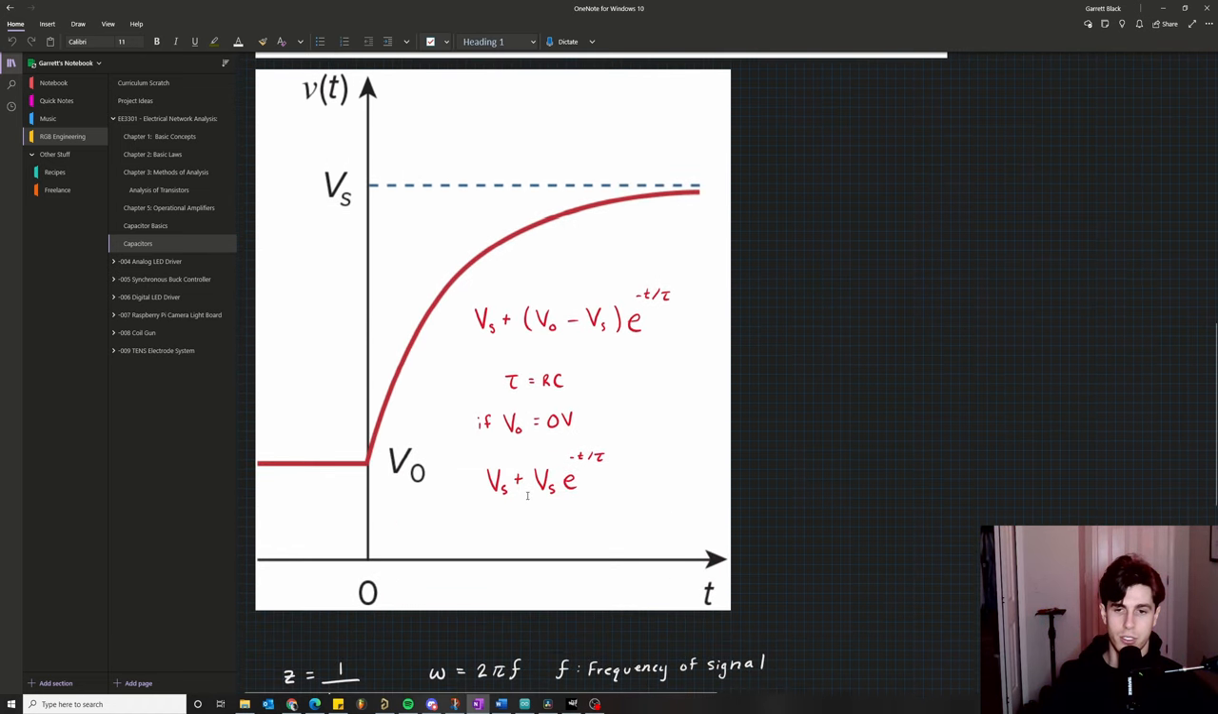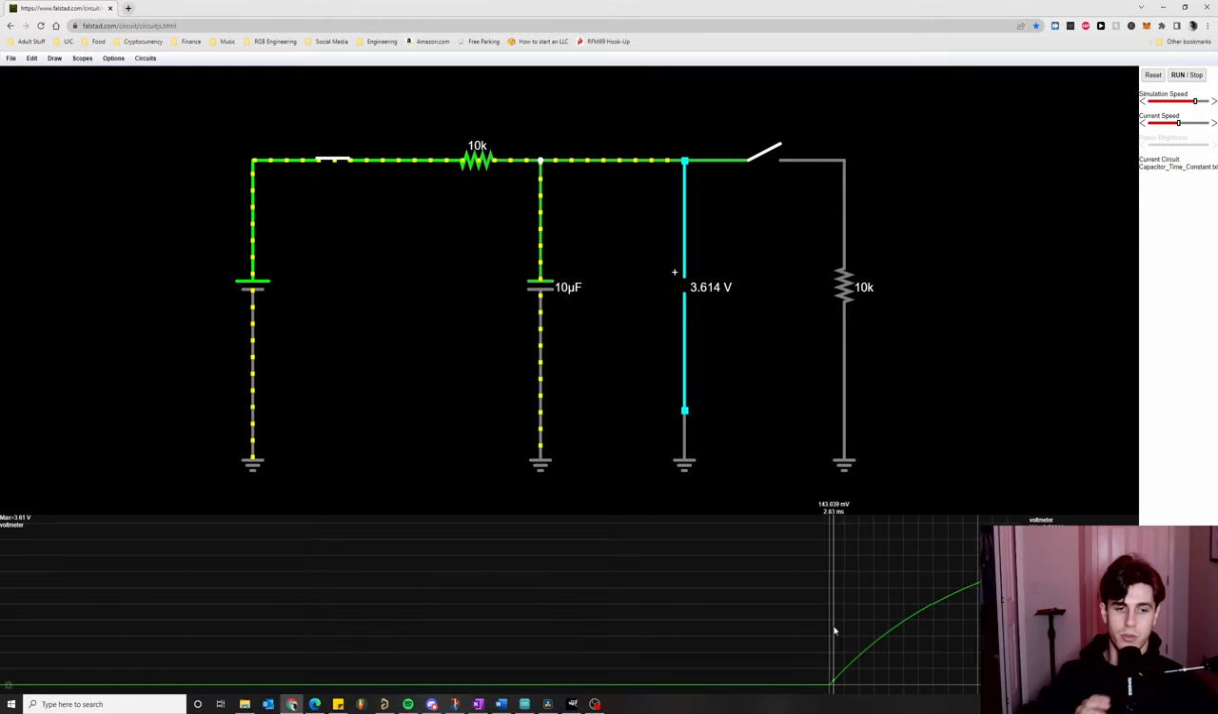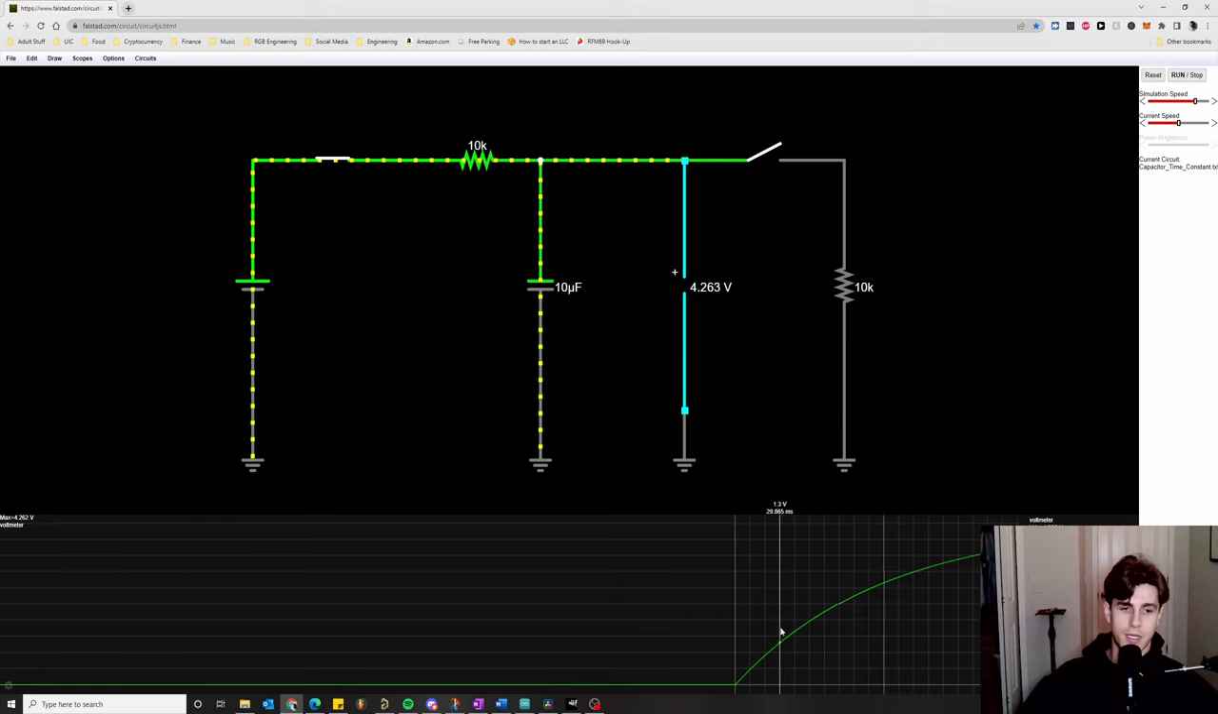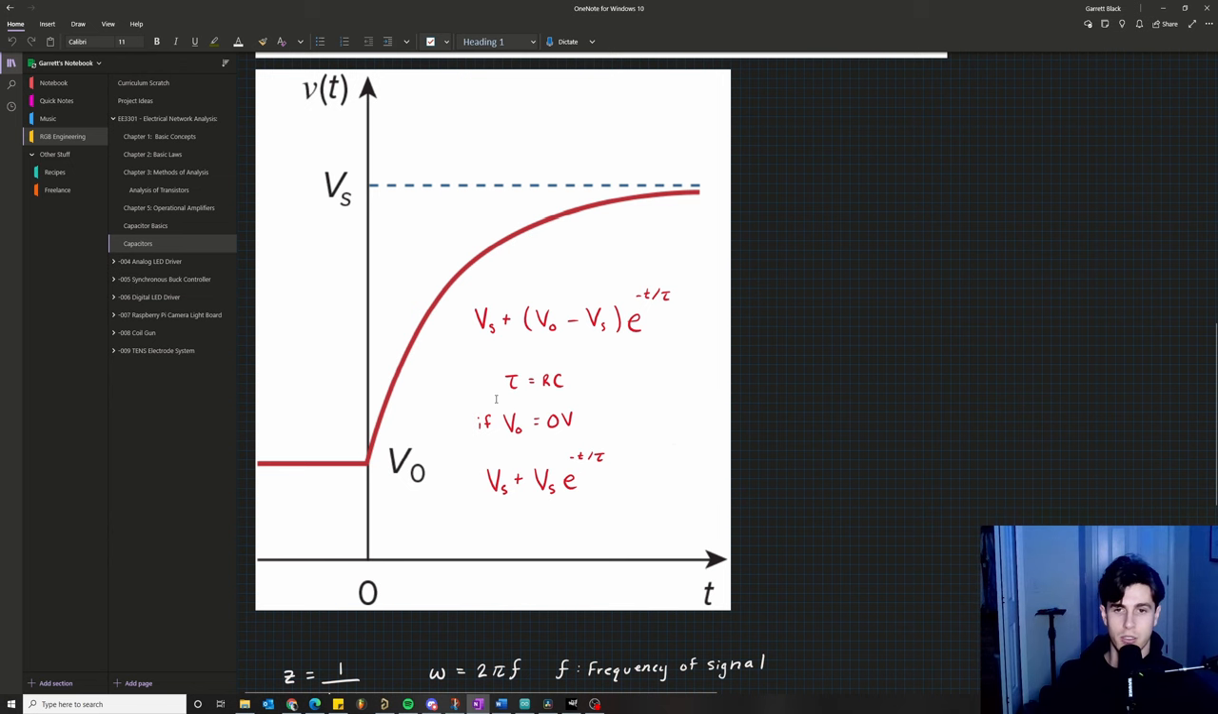And the graph of the charging curve is actually very similar. So let's go back to our simulation and watch it charge up. As you can see, it's also an exponential curve. It tapers off as we slowly approach the source voltage, which is 5 volts right here. And then let's go back to this equation. We have Vs, which is your steady state or supply voltage, plus your quantity V naught, which is your initial capacitor voltage. In our case, this was 0 volts.